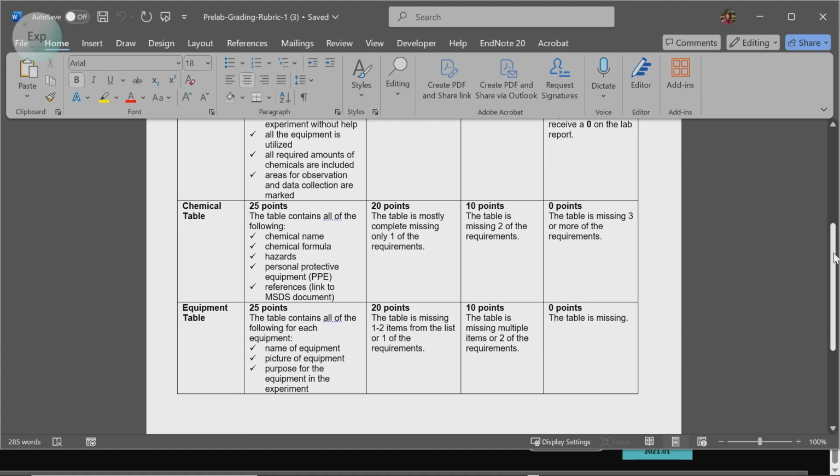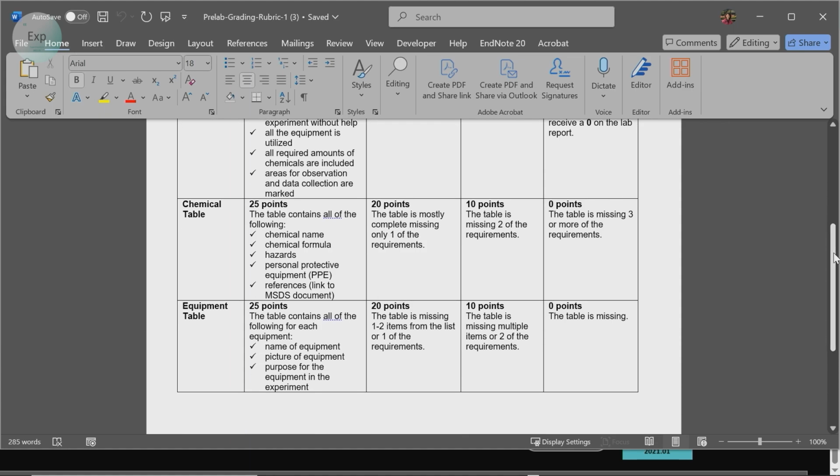The chemical table will require the name of the chemical, the formula of the chemical, the hazards associated, the required personal protective equipment, and a reference to the safety document from which this information was extracted. Ideally, you want to modify this document as we no longer use MSDS, but rather the SDS documents.